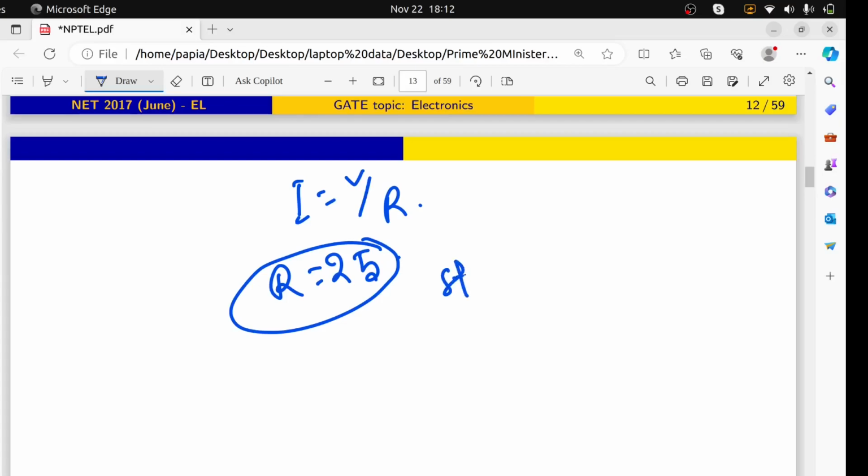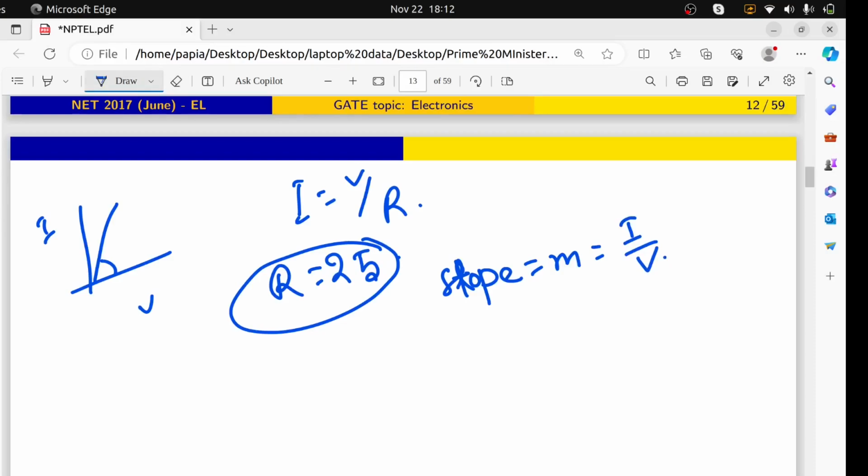Okay, so first of all, the slope. Let me write here slope. Slope was, let's say, M. From that picture, it was I, it was V. So the slope will be nothing but V by I, right? Or I by V. Can you tell me I by V or V by I? Y by X. That means it will be I by V, right? But our R was what? R was V by I. So that means can I write it like R equals 1 by M? Obviously I can write. Okay?